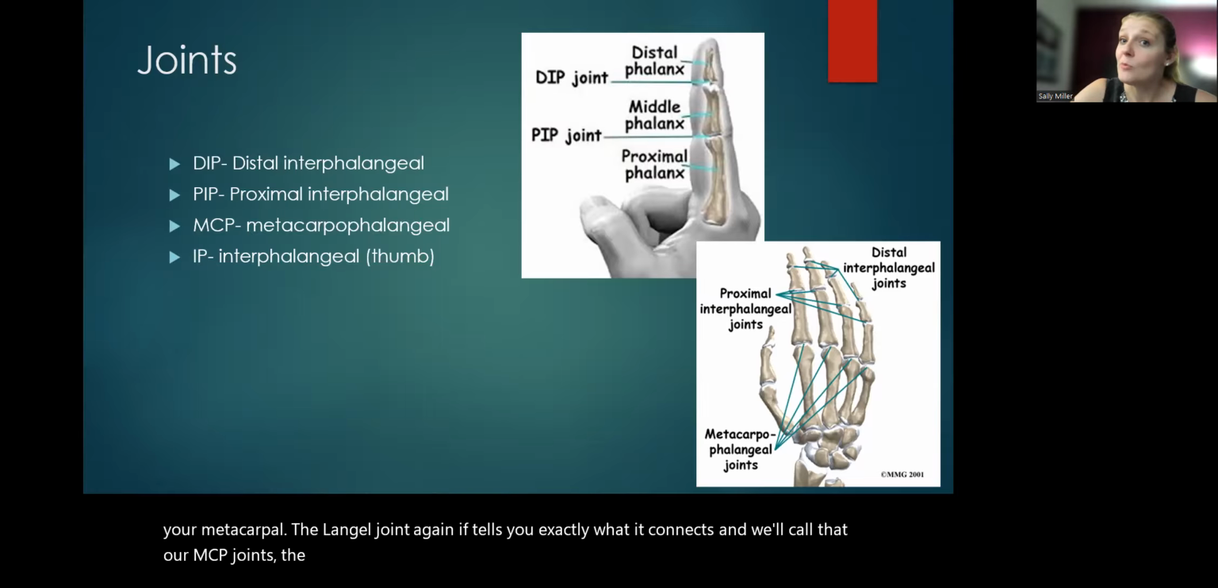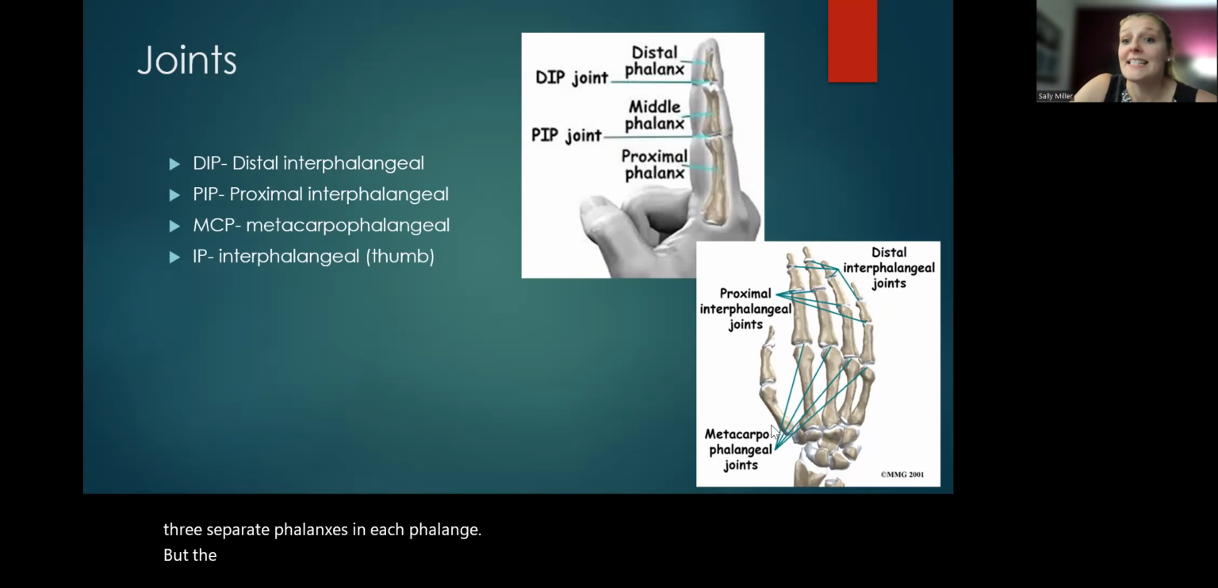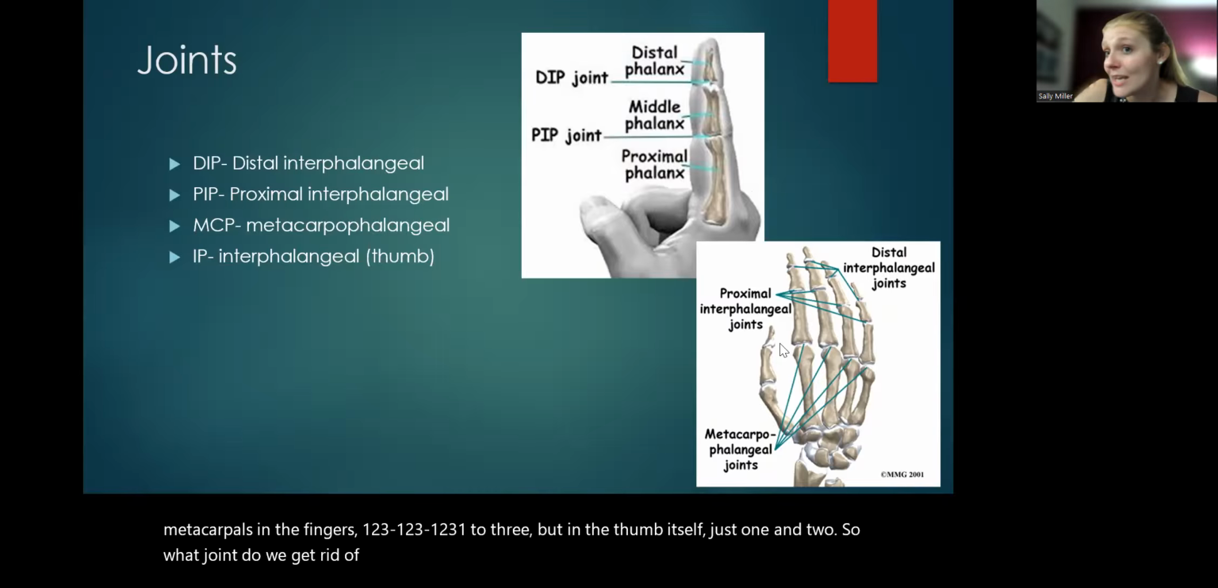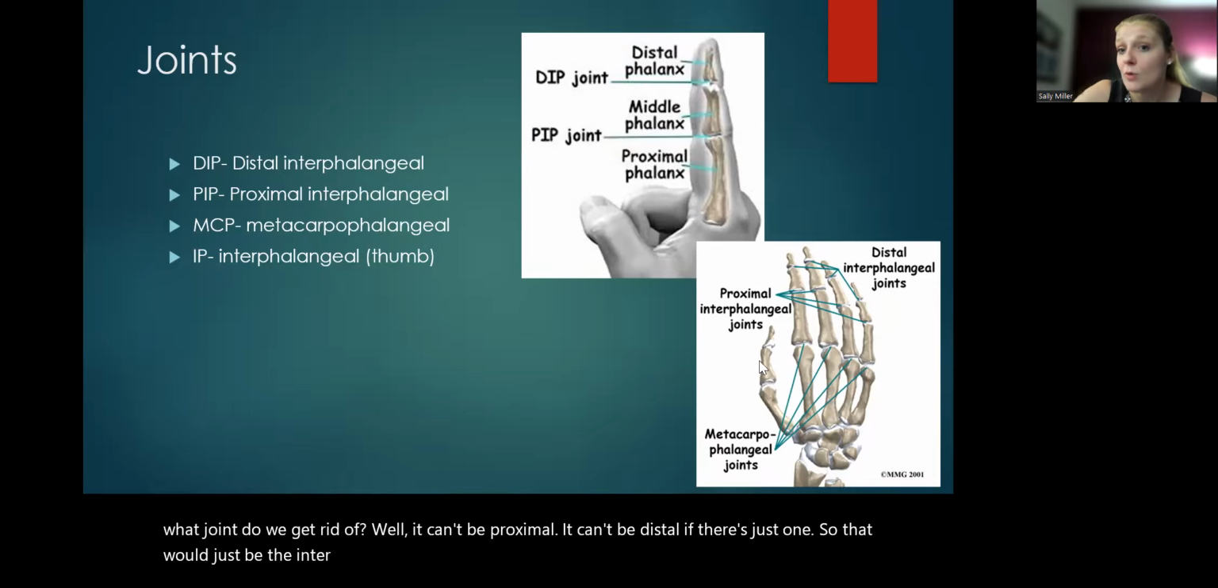The thumb, again, being a little bit different, you can see the other 4 fingers have 3 separate phalanxes in each finger, but the thumb here doesn't have 3, it only has 2. So in the fingers, 1, 2, 3, 1, 2, 3, 1, 2, 3, 1, 2, 3, but in the thumb itself, just 1 and 2. So what joint do we get rid of? Well, it can't be proximal, it can't be distal if there's just 1, so that will just be the interphalangeal joint. So a proximal and a distal phalanx, no middle phalanx, so it's just your interphalangeal joint at the thumb.